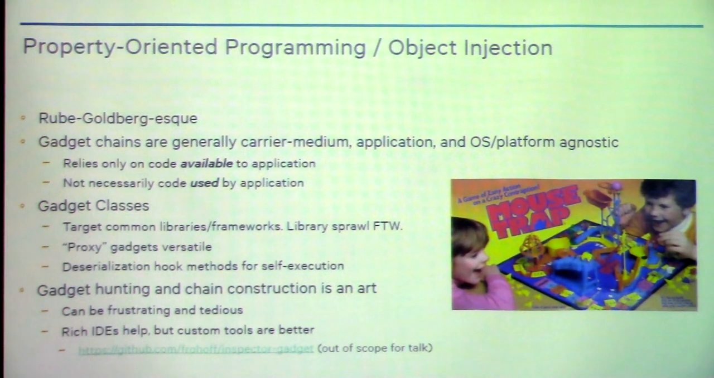So there's tons of things to choose from for gadgets. I found that proxy type gadgets are the most versatile things. So this would be like Java proxy objects or things in Ruby that have method missing methods declared. And a handy trick is using deserialization hook methods that are executed in the process of deserialization to actually kick off the chain. The great thing about that is that basically it all happens before the object ever gets handed back to the calling program.